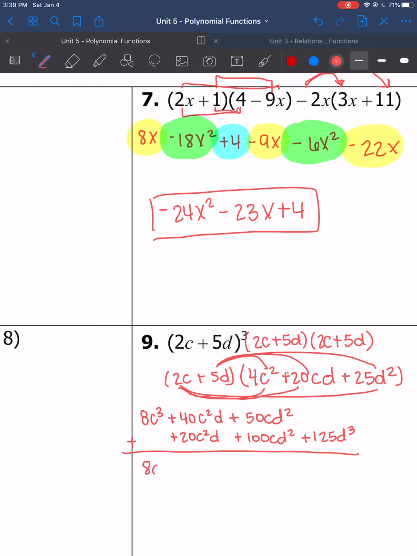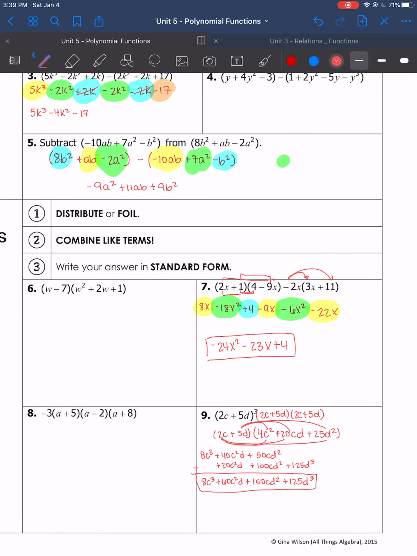I'm going to get 8c cubed plus 60c squared d plus 150cd squared plus 125d cubed. So that's how you do that. So that's how you multiply polynomials.